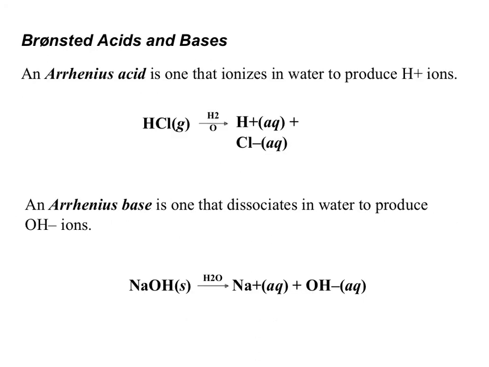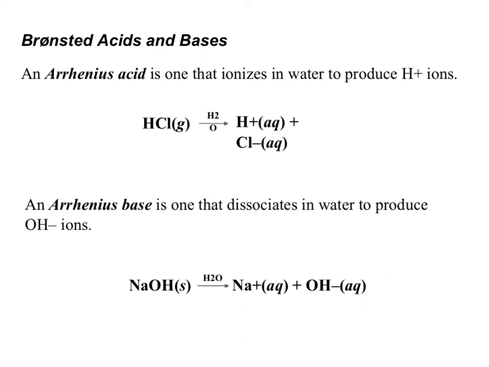There are several different definitions of acids and bases. An Arrhenius acid is one that ionizes in water to produce hydrogen cations or protons. For example, hydrochloric acid gas will mix in water to form protons and chloride anions. This is an Arrhenius acid. An Arrhenius base is one that dissociates in water to produce hydroxide ions, such as sodium hydroxide. When it dissociates, it forms sodium ions and hydroxide ions. The Arrhenius definition is limited to protons and hydroxides in water.